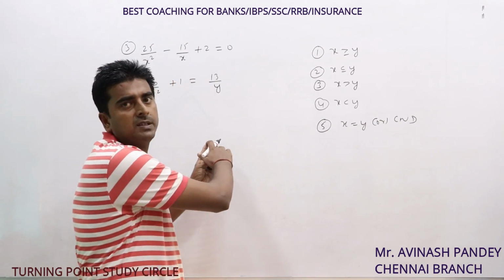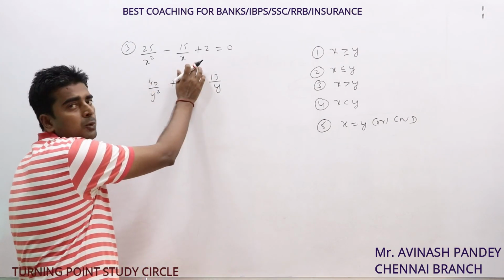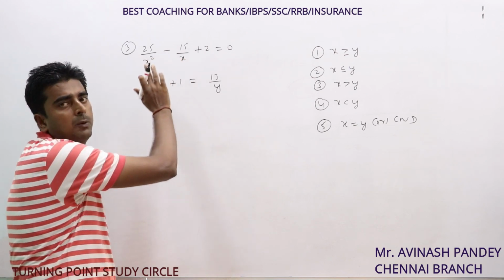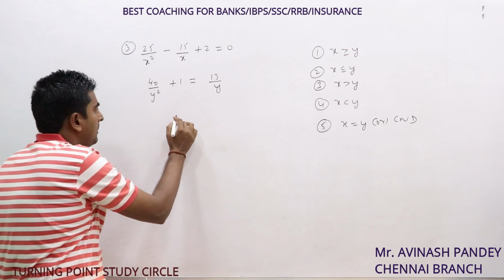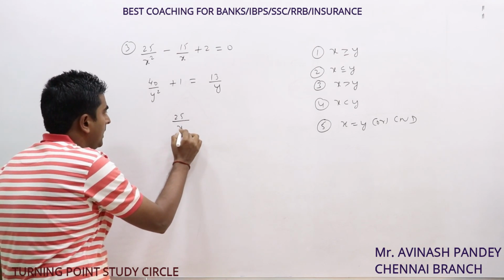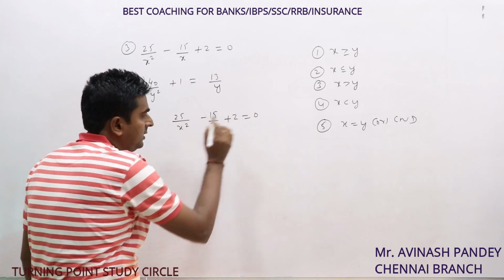So this is the third question which they have asked in the examination. Again it's a somewhat different question. Instead of giving the question in a straight manner, they have split this equation like this, right? So no need to worry here. When you see the first equation, I'm writing here 25 by x square minus 15 by x plus 2 is equal to 0, right?